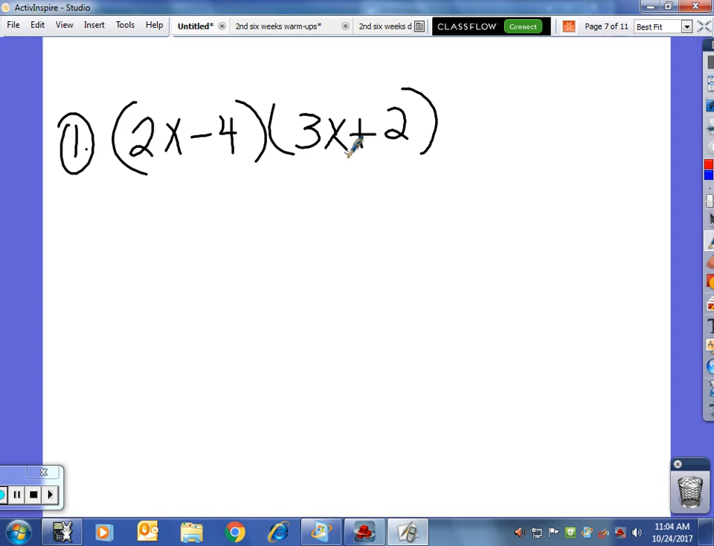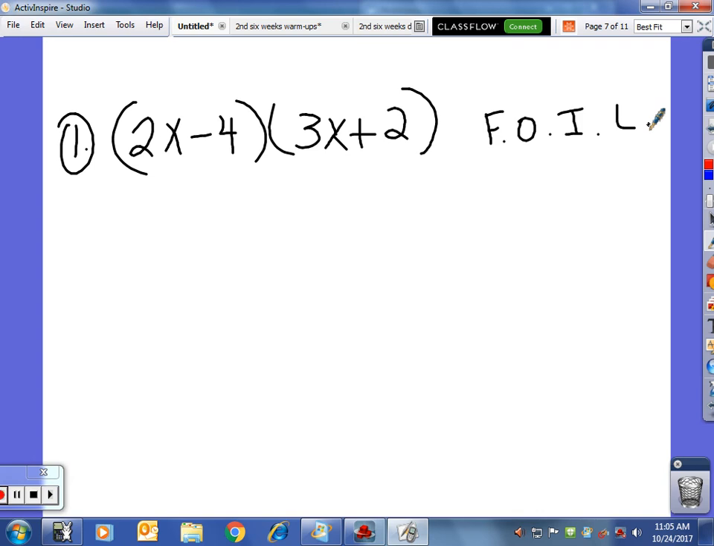All right. Now, I want to make sure you understand that this is sometimes called the FOIL method. I usually don't refer to it as this, but just in case you hear it, I want you to know what it means. I really just think of this as the distributive property done twice.